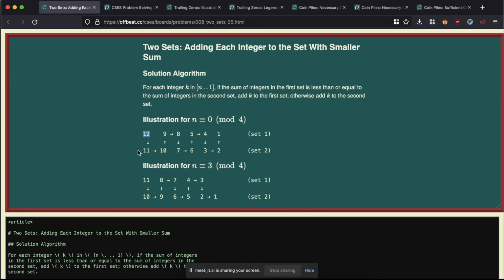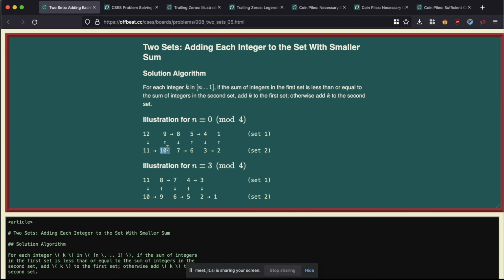And then we check 11 now. We need to put 11 somewhere. And obviously the second set is now empty, so it has a smaller sum. We go ahead and put 11 in the second set. Now we have to put 10 somewhere, and we have only put these two numbers in both these sets. So again, set 2 has a smaller sum. The sum of the numbers in set 2 is 11. The sum of the numbers in set 1 is 12. So this has a smaller sum. So we go ahead and put 10 in the second set.